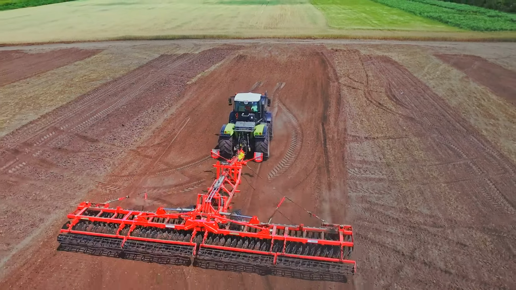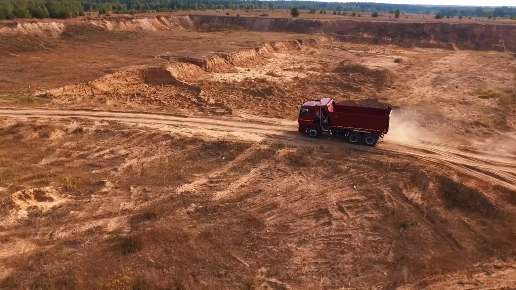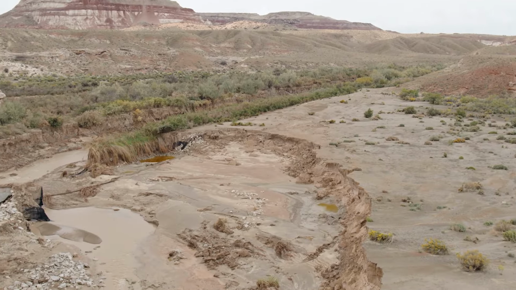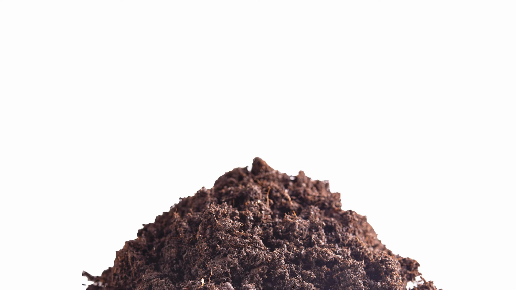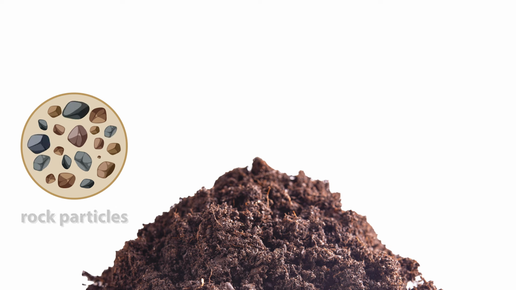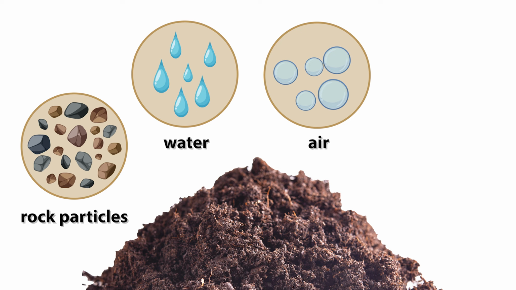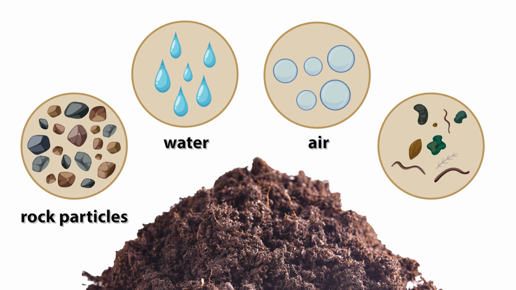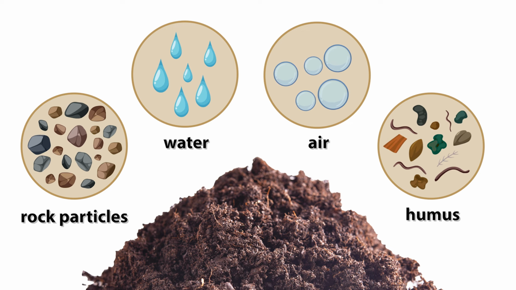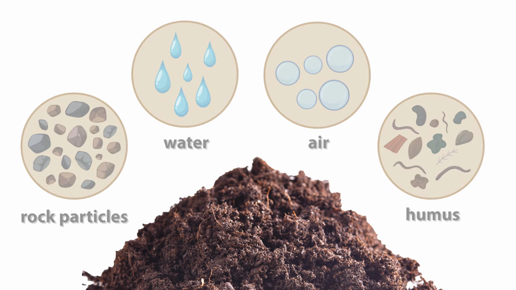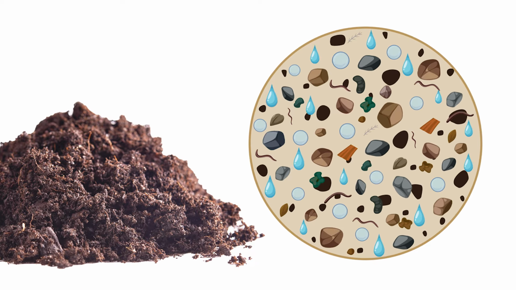Soil is a very important part of our planet. It forms the top layer of the Earth's surface. Soil can be different in different places, but it generally has three main components: small rock particles, water, and spaces that can be filled with air. Some soils also contain humus, which is the remains of dead plants, animals, and other living things. This addition makes the soil richer and more beneficial for plant growth. Different soils have varying amounts of each of these components, but we'll get into that later.